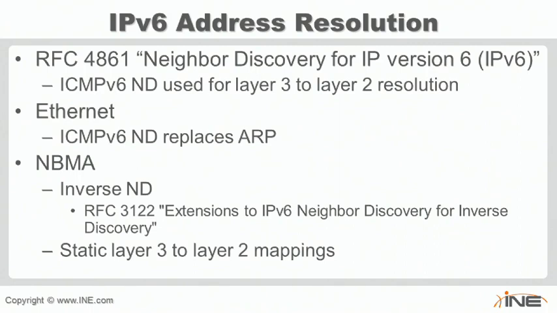So let's take a look at this basic process on the command line where we're enabling IPv6 routing on the Ethernet segment and then also on the non-broadcast multi-access segment. And we'll look at the differences in the automatic resolution through the ICMPv6 neighbor discovery.